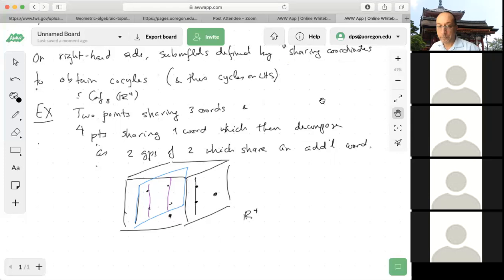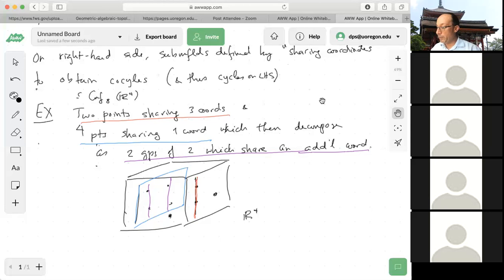Okay, let me make this very clear: the two points sharing three coordinates is what I've indicated in red. Four points sharing one coordinate is what I've indicated in purple, and the two groups of two sharing an additional coordinate is what I'm indicating with those purple lines there. So that's the geometry of the configuration space.